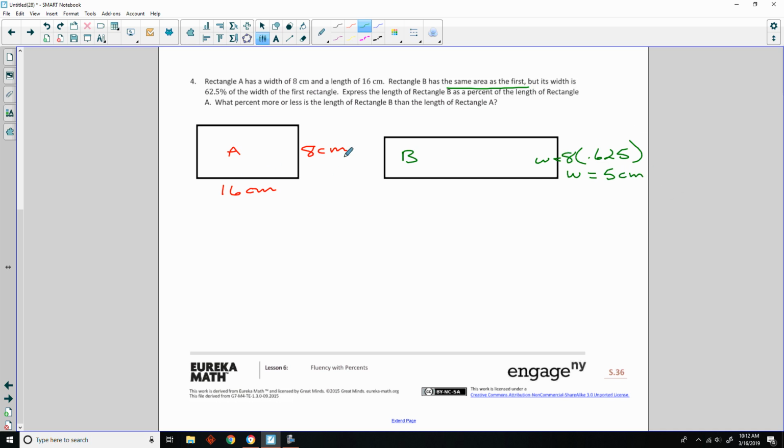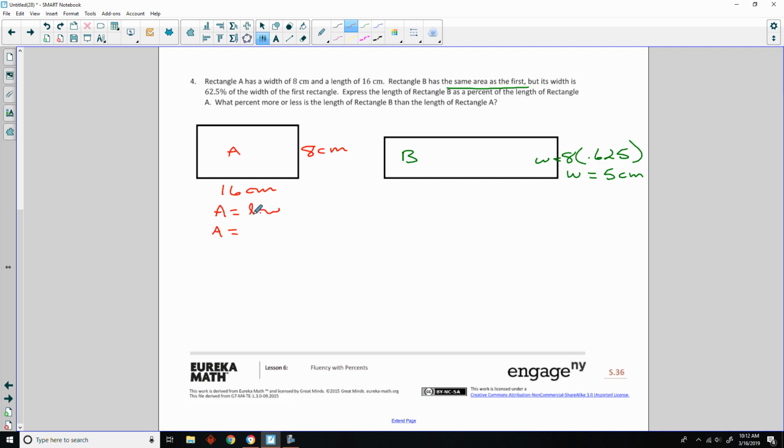So I know the areas are the same. So the area of the first one, area equals, well, let me change it back to red because I'm talking about A. Area equals length times width.